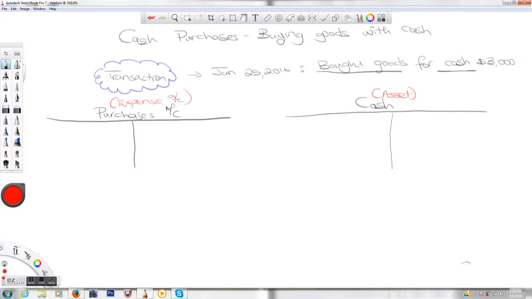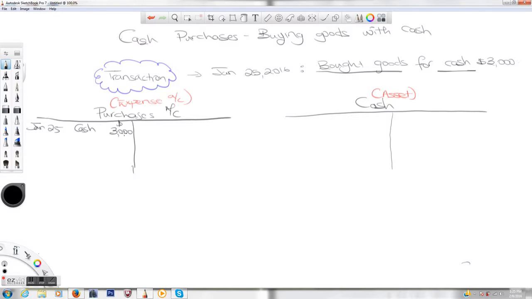Alright, right away your head should be bubbling with the double entry rules for assets and for expenses, but remember that they have the same rules. To increase, we debit, and to decrease, we credit. So we're buying goods for cash. When we buy goods, do we increase our purchases expense? Yes, we do. The more we buy is the more our purchases expense is. To increase an expense, you debit. So we debit the purchases account. So January 25, it's for cash that we're buying goods, and the amount is $3,000.